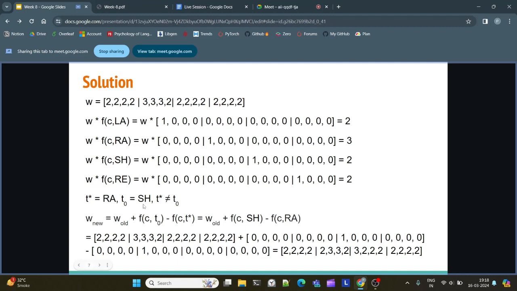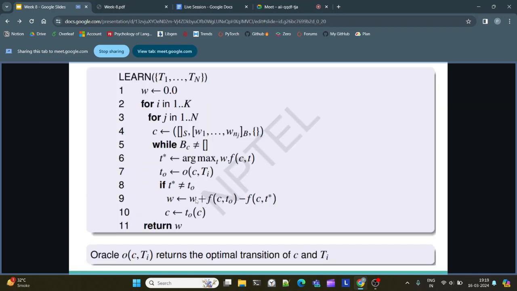So this is the true value, this is the predicted value, and I observe that the predicted value is mismatching with the true value. So we need to perform a weight update, as per this formula. Let me quickly go over to the algorithm. We are at this step. We predicted the transition using this formula: we calculated weight times each of the feature vectors for all possible transitions, and we took the maximum one to be the predicted one.